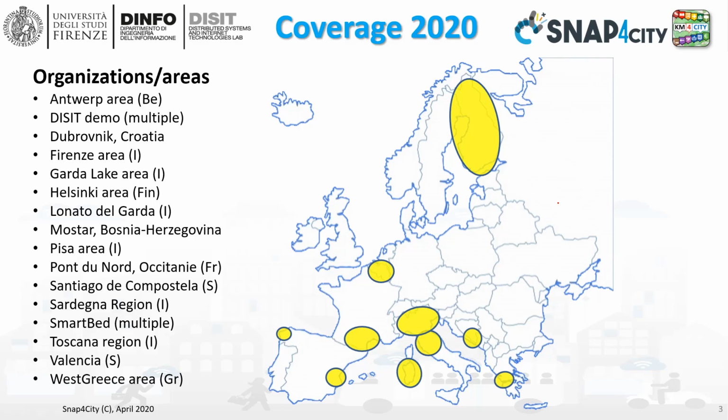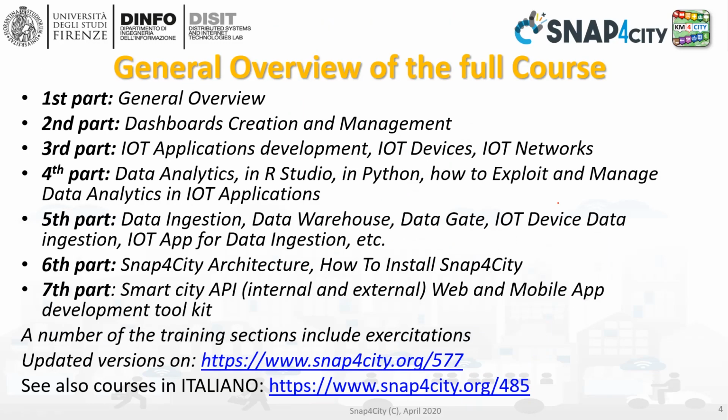In Spain we have Santiago de Compostela with traffic flow and others. We are going to be also in a short time in Greece and in Croatia, in Dubrovnik. We have also data and services in Sardinia. We have a number of hubs: 3 hubs in Tuscany, in Italy, 1 in Antwerp and 1 in Helsinki.